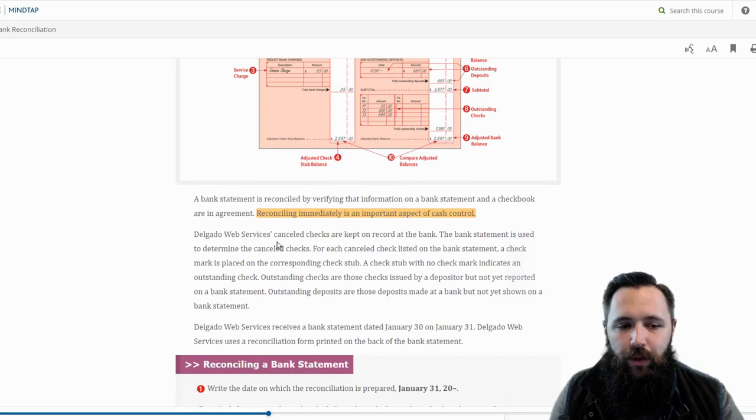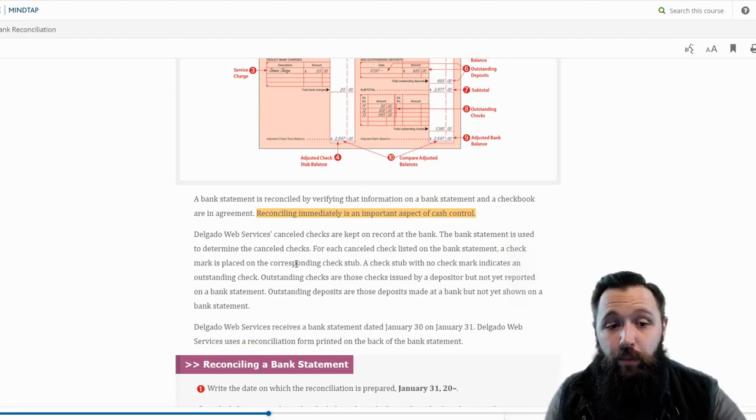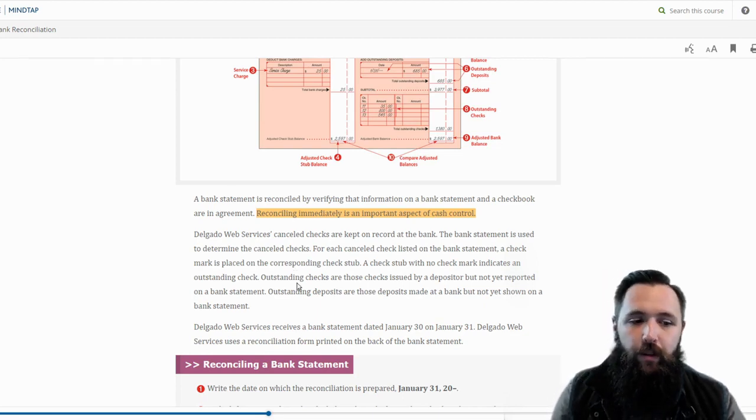So it says Delgado Web Service canceled checks are kept on record at the bank. The bank statement is used to determine the canceled checks. For each canceled check listed on the bank statement, a check mark is placed on the corresponding check stub. A check stub with no check mark indicates an outstanding check. Outstanding checks are those checks issued by the depositor but not yet reported on a bank statement. Outstanding deposits are those deposits made at a bank but not yet shown on a bank statement.